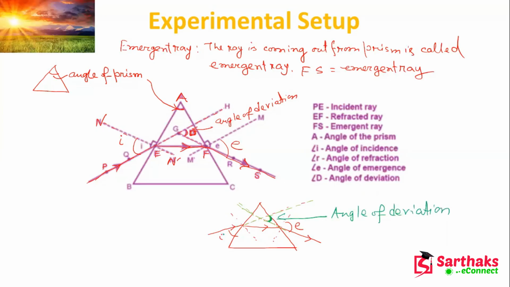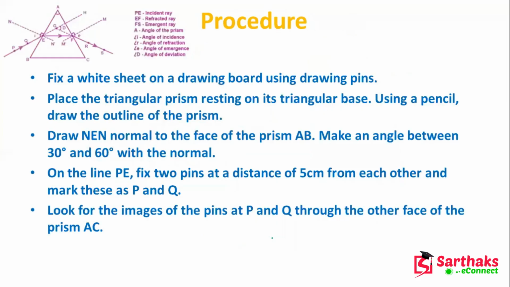Now it is clear. This is the angle of incidence. This one is our angle of refraction, and this one is our angle of deviation. If we draw the normal over here, this is the angle of emergence, and here if we draw the normal, then this is the angle of refraction. Okay, clear?